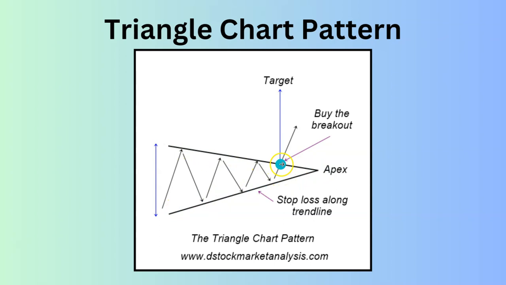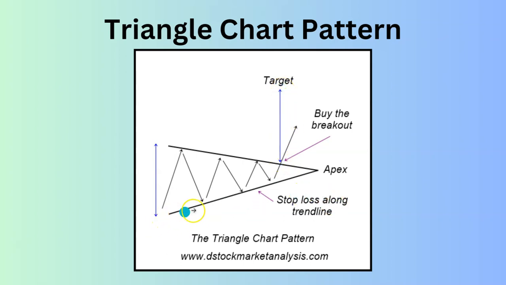The moment it breaks above the upper trend line, you buy the breakout, and you can put the stop loss along this trend line depending on how aggressive you are. You can put a stop loss at this swing low here, or here, or here, or if you're more conservative, you put it at the bottom of the entire pattern. To get an initial target, you take the height of this pattern and project it upwards from the breakout.